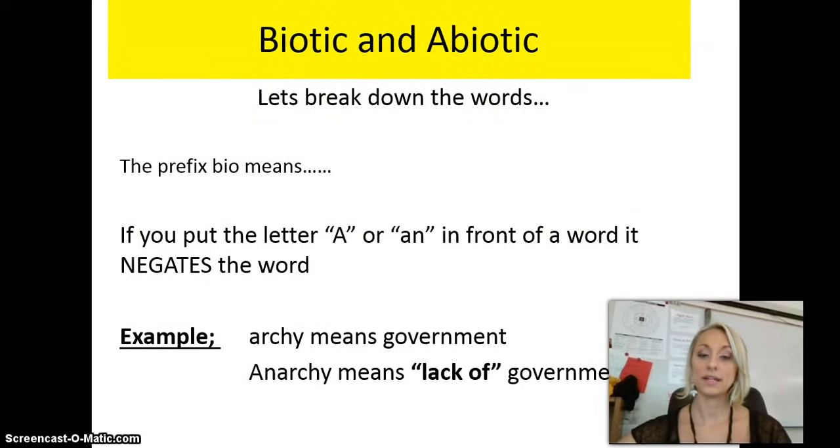Now we have abiotic and biotic factors. Let's break down the word. The prefix bio means life. If you put an a or an in front of a word, it negates the word. For example, archy means government. If you put an in front of it, it becomes anarchy, which means no government or lack of government.